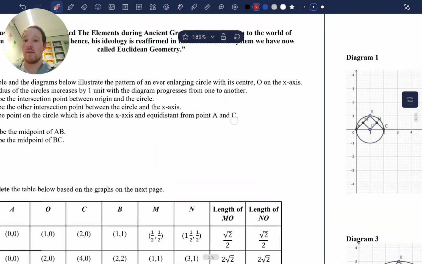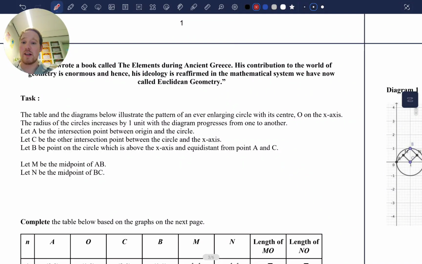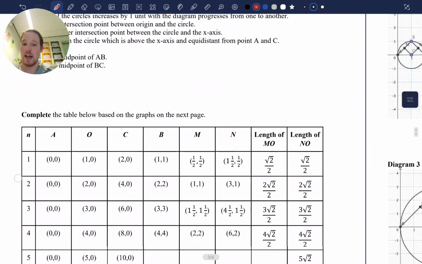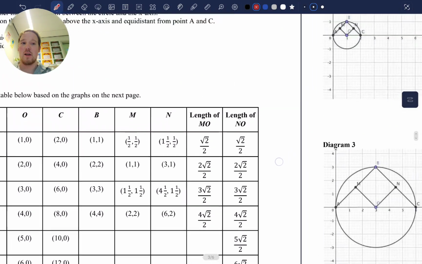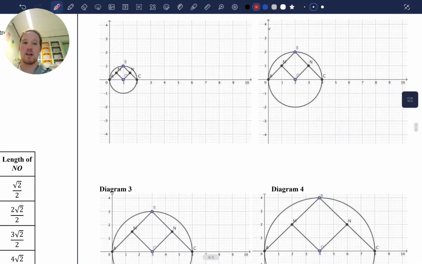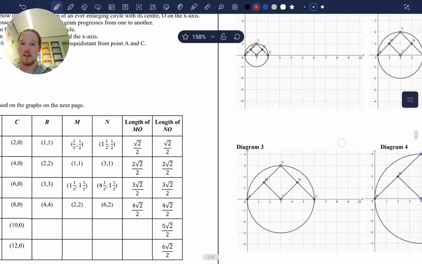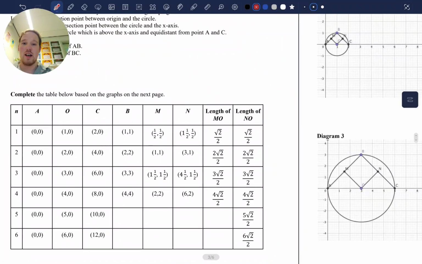Today we're going to be looking at a practice criteria B. We have a task set out for us where we have a table of values we need to fill, and we have some diagrams that we can use to do that. So let's have a look.